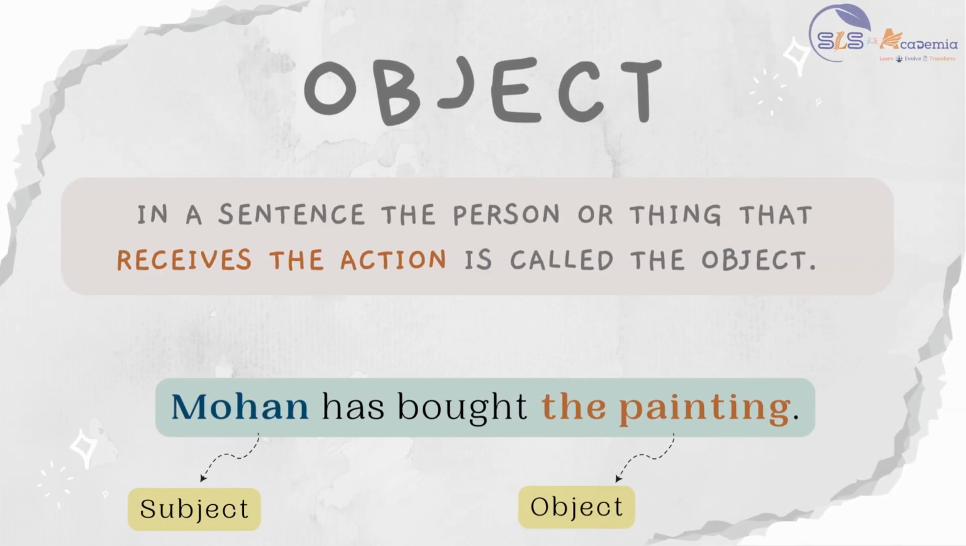In general, in a sentence, the person or thing that receives the action is called the object. Like in the sentence, Mohan has bought the painting. Mohan is the subject, has bought is the verb, and painting is the object, since it is receiving the action bought. In other words, it is answering the question, what has Mohan bought?